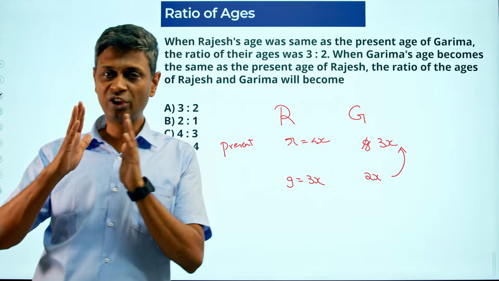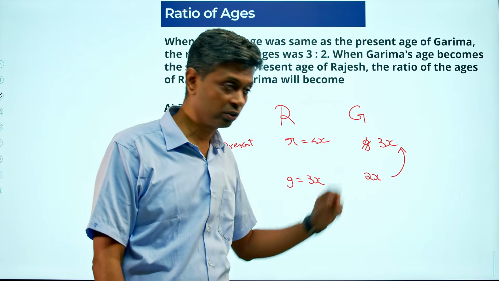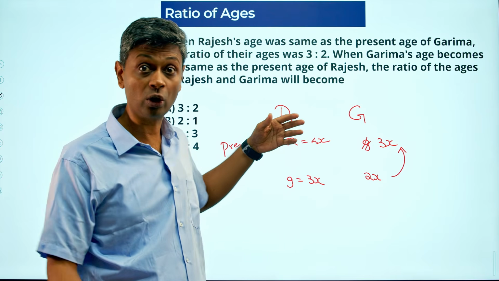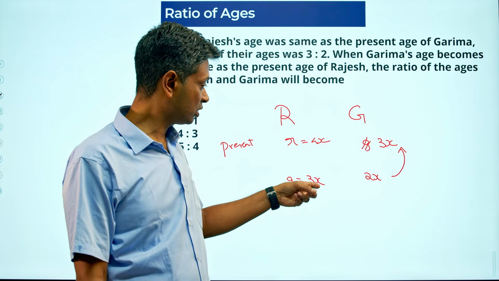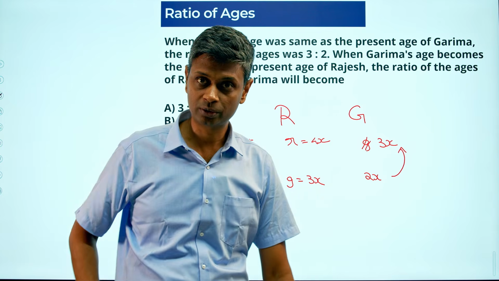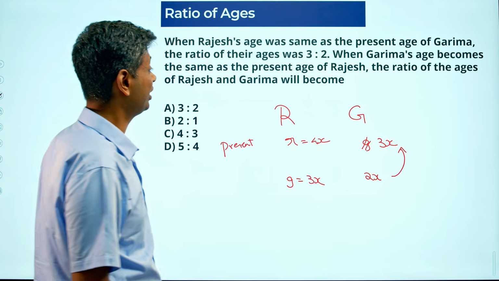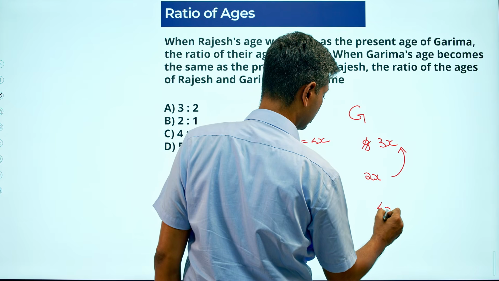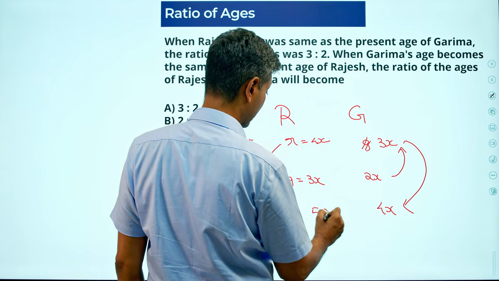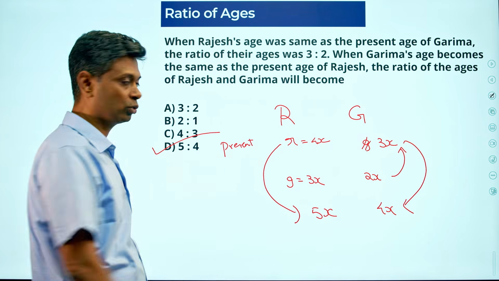So Garima's present age is 3x. When Rajesh was 3x years old, Garima was 2x years old. 2x to 3x is x years, so this happened x years ago. That means when Rajesh was 3x, x years ago, Rajesh now is 4x years old. Nice. When Garima's age becomes the same as the present age of Rajesh, when Garima goes to 4x, another x years later, Rajesh would have gone to 5x. The ratio of ages of Rajesh and Garima will become 5x to 4x.